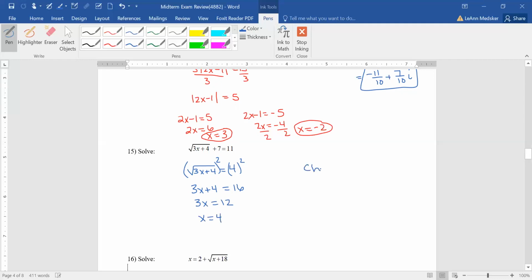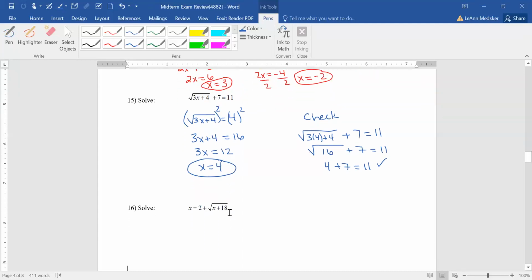Because you use the power rule, it is required that you do a check to make sure your solution is a true solution to the original equation and not the one we got once we squared everything. So we put it into the original equation: 3 times 4 plus 4 under the square root plus 7 equals 11. That would be 12 plus 4 is 16 under the square root plus 7 equals 11. The square root of 16 is 4, and 4 plus 7 does equal 11. So this is the correct solution.